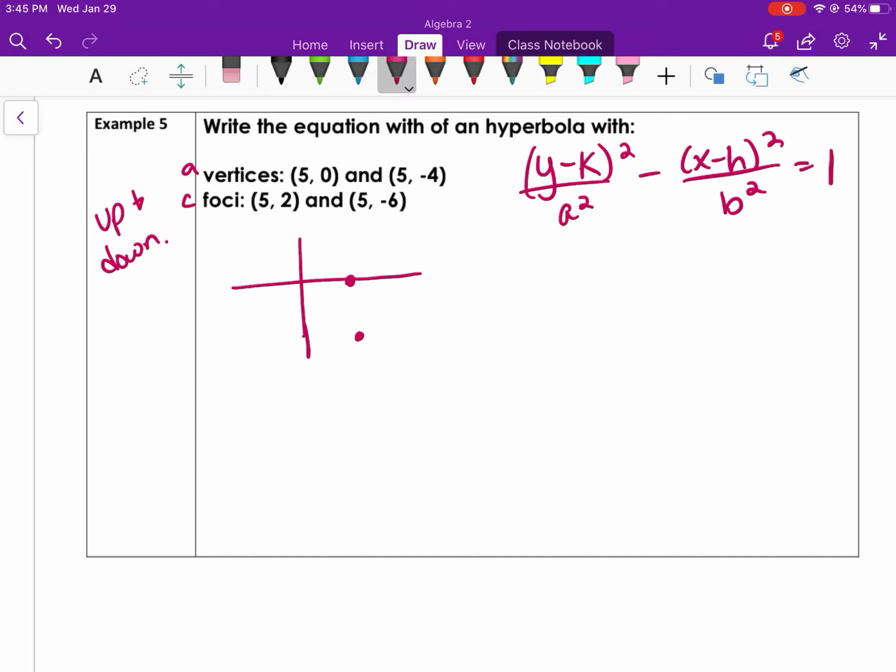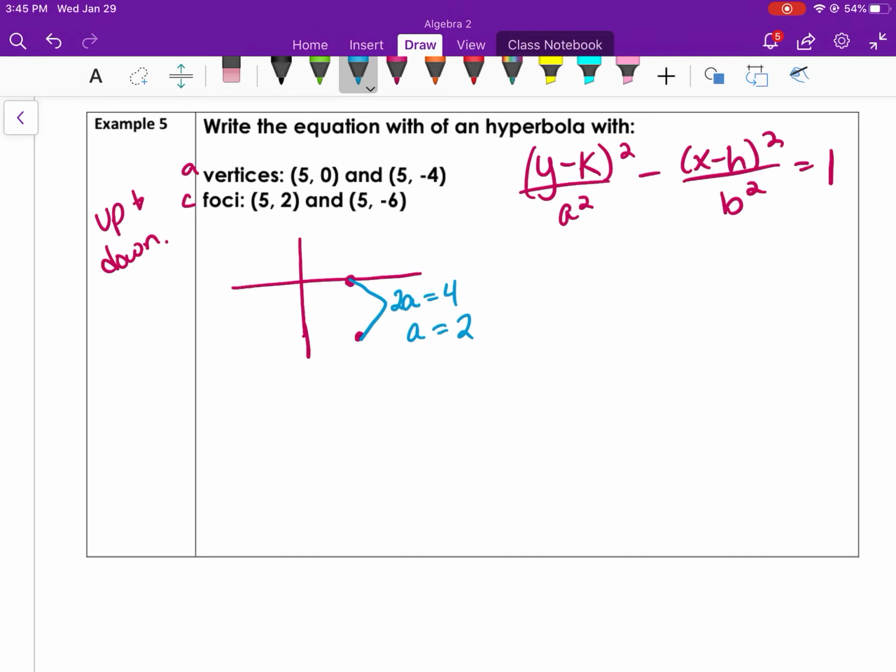Remember that the h always goes with the x, the k always goes with the y, and the a squared always comes first. Okay, I can find the distance between the two vertices. So from 5, 0 to 5, negative 4, that's a distance of 4, which means that 2a equals 4, so a equals 2.